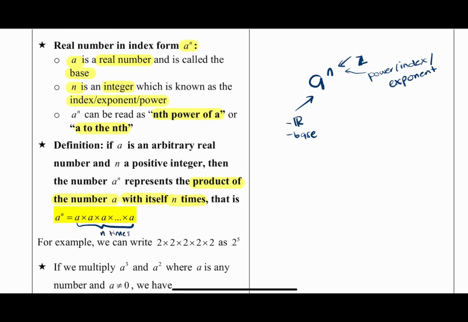Okay, contohnya saya nak tulis 2 to the power of 5. Contohnya 2 to the power of 5 macam ni. So maksudnya saya darabkan nombor 2 tu sebanyak 5 kali.